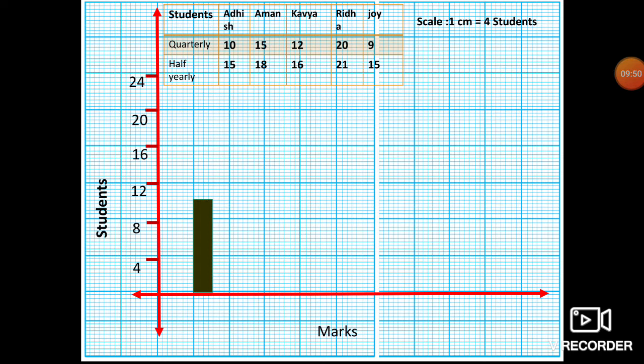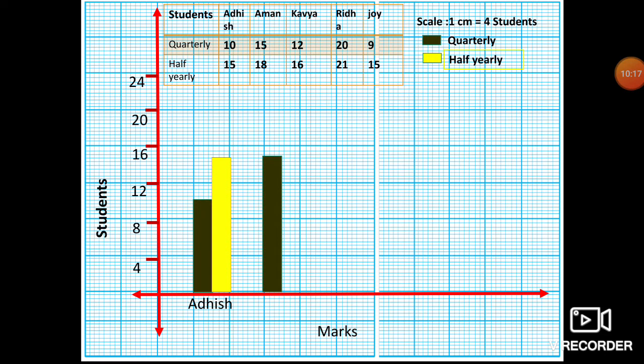You cannot see 10, but between 8 and 12, the middle value is 10. Then 15, which is below 16. Then which student is Adish? Black color is quarterly and yellow color is half yearly. Next Aman. Aman got 15, the same as the yellow bar. Then 18. 18 is the middle of 16 and 20.